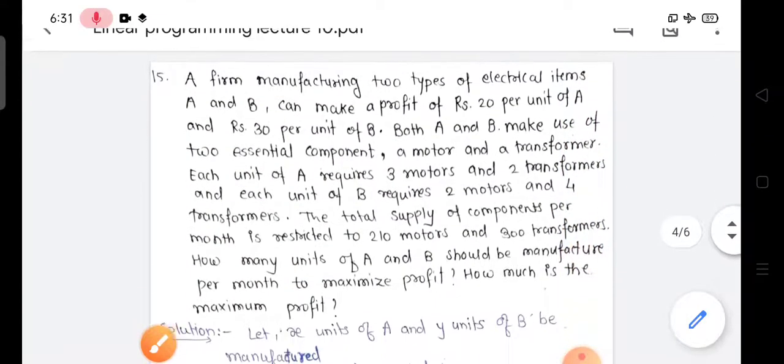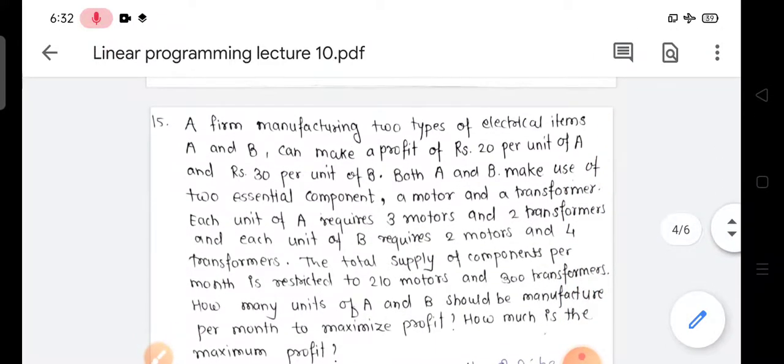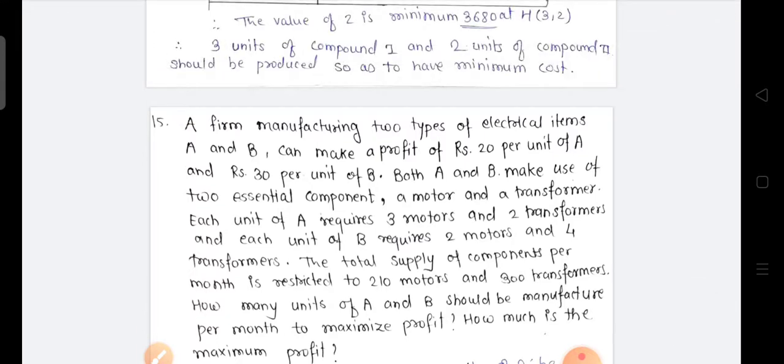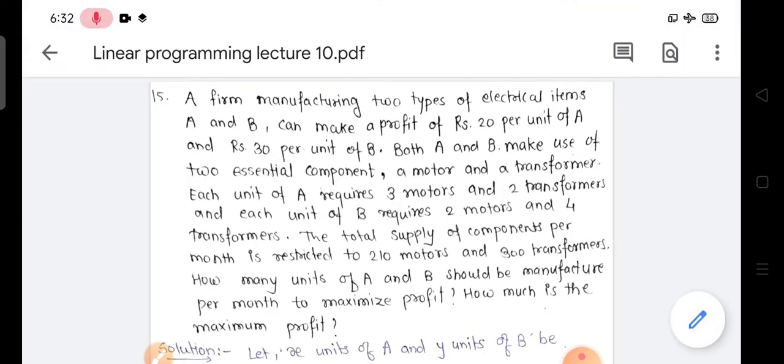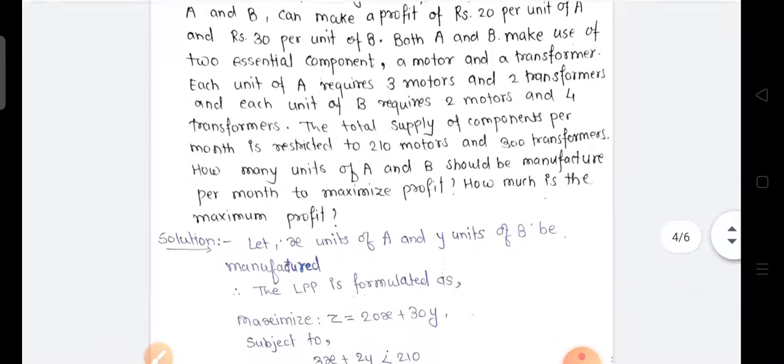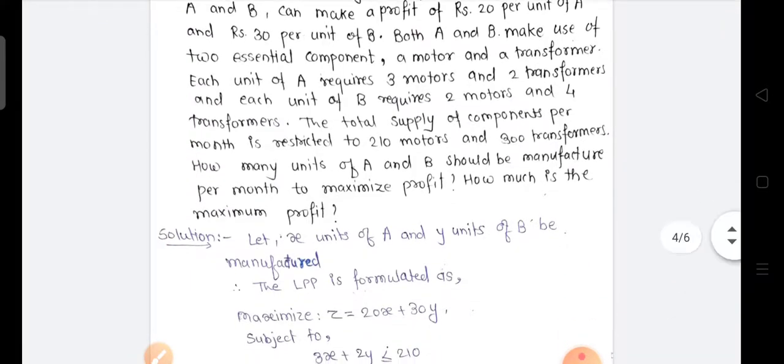Okay, Z value. Done. Now see the last example of the miscellaneous exercise. A firm manufacturing 2 types of electrical items, A and B, can make a profit of rupees 20 per unit of A and rupees 30 per unit of B. Both A and B make use of 2 essential components, a motor and a transformer. Each unit of A requires 3 motors and 2 transformers, and each unit of B requires 2 motors and 4 transformers. So first we'll draw the table, whatever we read here.